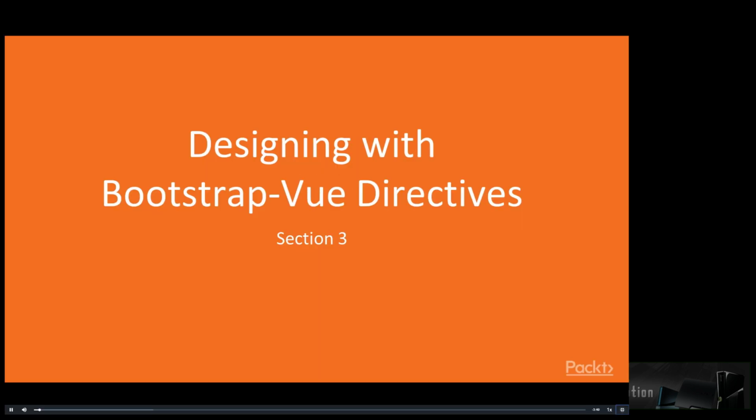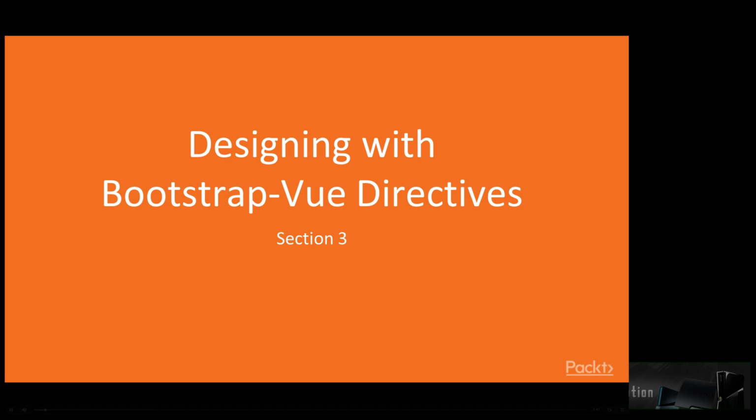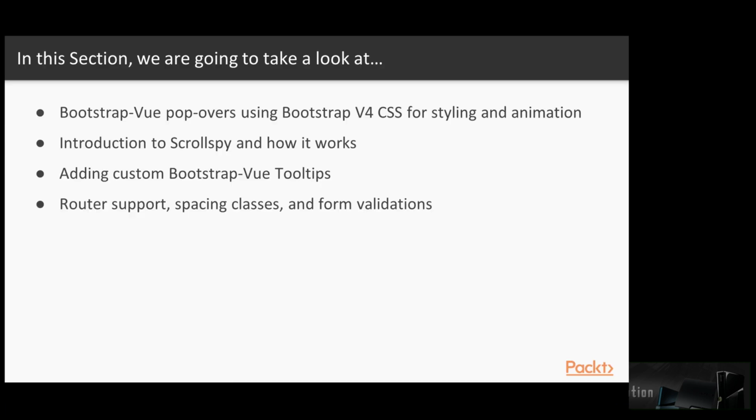Designing with Bootstrap-Vue directives, Section 3. In this section, we will start with Bootstrap-Vue popovers. We will also learn how we can use scroll spy to spy on container elements. We will also learn how we can create custom tooltips in Bootstrap-Vue. By the end of this section, we will learn how to render router links and understand the spacing classes. And finally, we will learn some third-party form validations and how we can use them with Bootstrap-Vue.